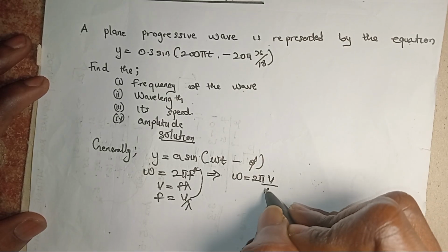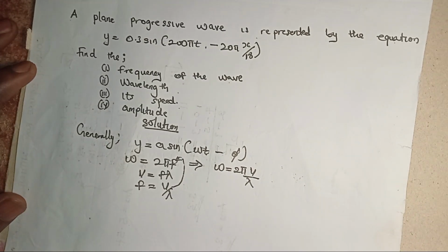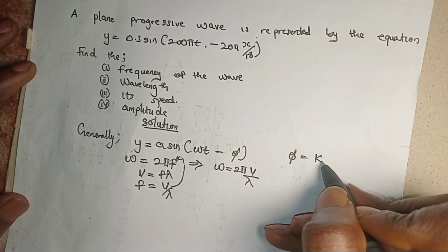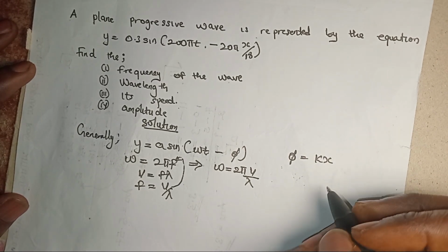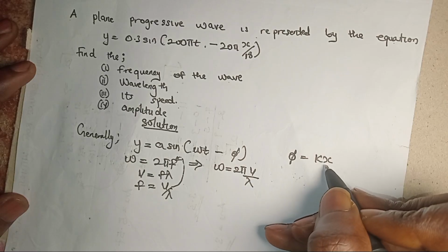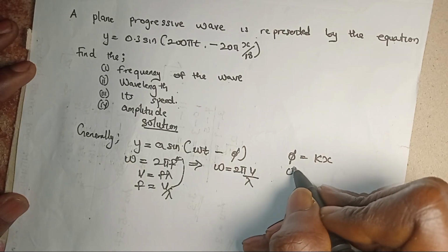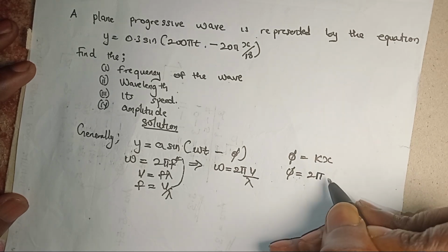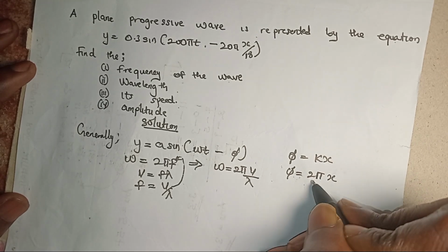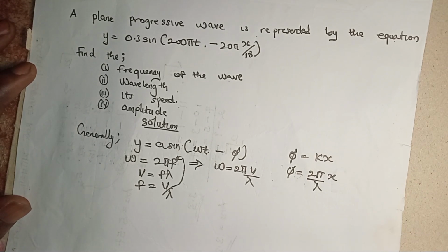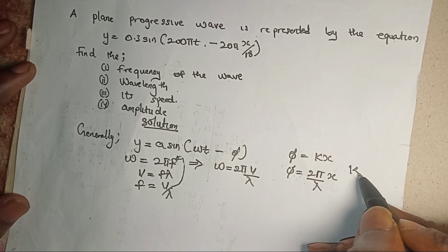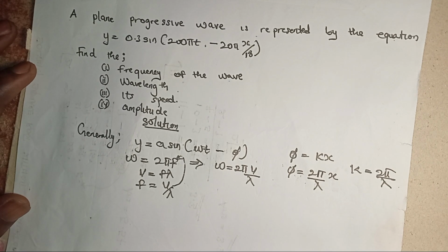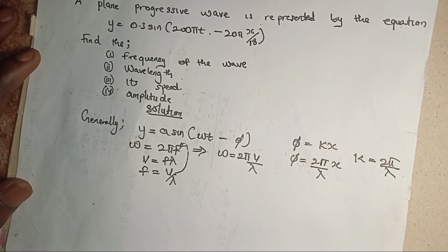Also, the phase angle φ can be kx, where x represents the distance, and k can be equal to 2π upon λ. So note that k is always equal to 2π upon λ. So from the question now, we have the following.